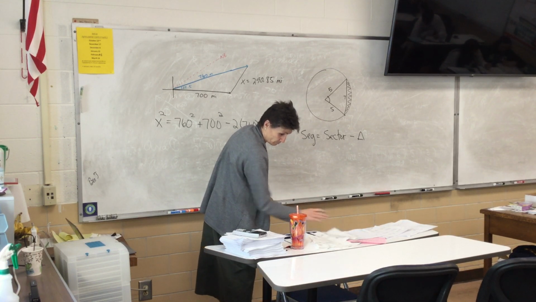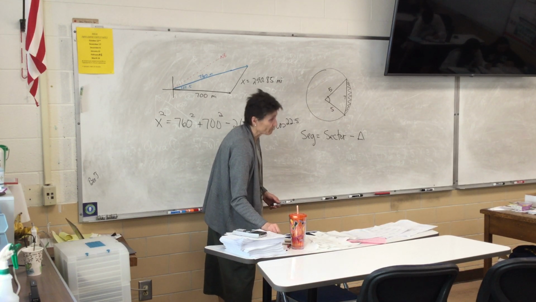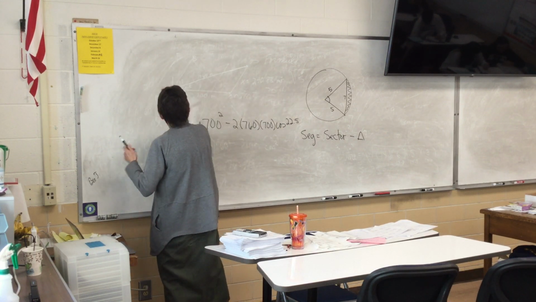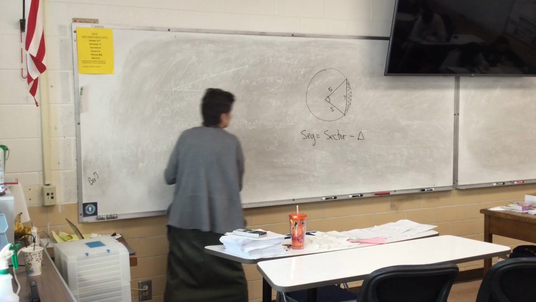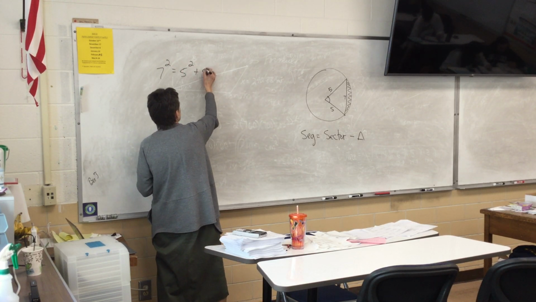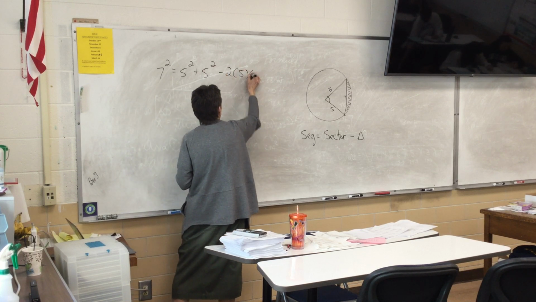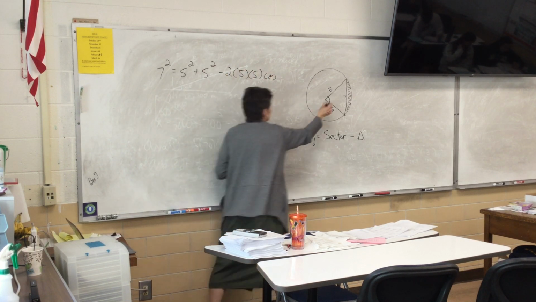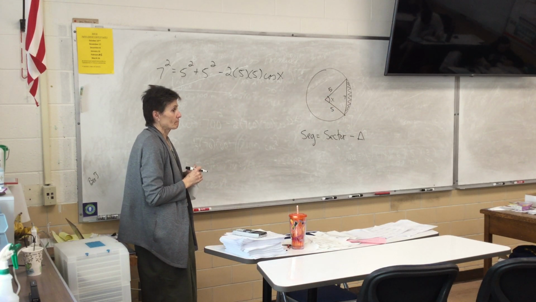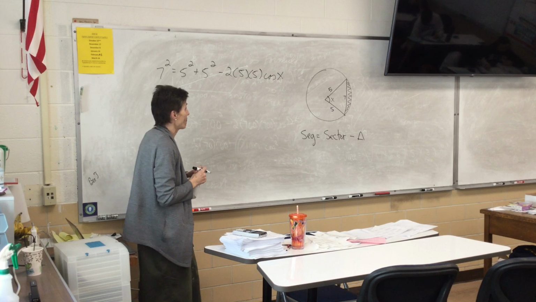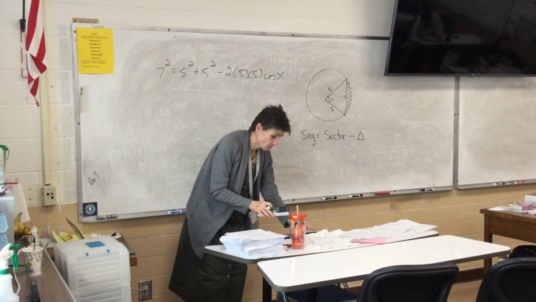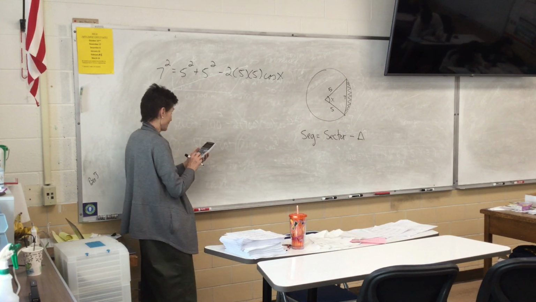Who can set that up for us? Okay, I will. 7 squared equals 5 squared plus 5 squared minus 2 times 5 times 5 cosine x. Is that okay with everybody? So here we go. Be careful typing this one in. These are the ones you have to pay attention to what you're doing.